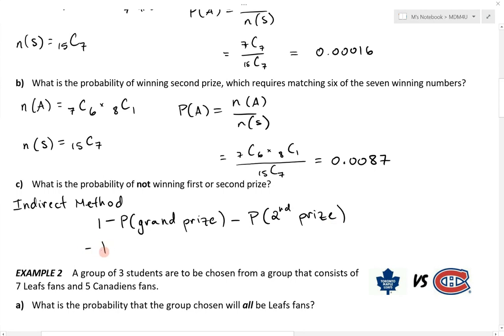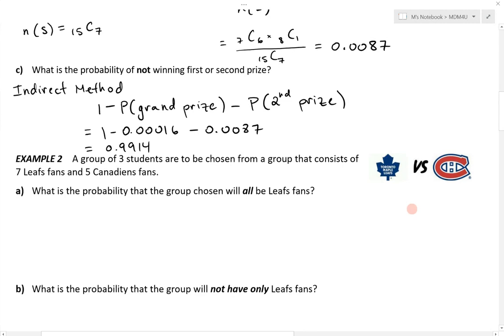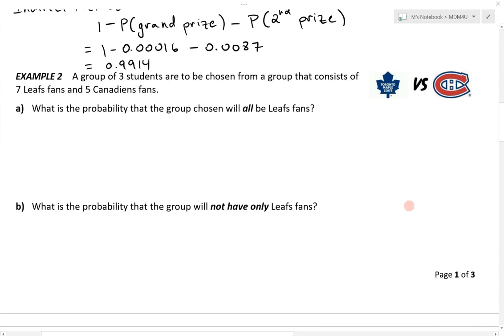That's going to be 1 minus 0.00016 minus 0.0087, giving us a probability of 0.9914. So there is a 99% chance that we will not win the first or second prize. And that's just how usually lotteries go. All right, let's look at example 2.